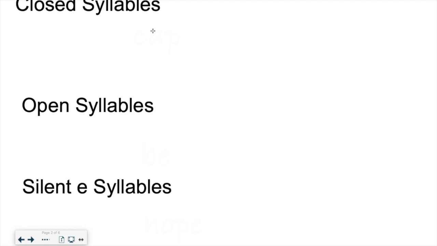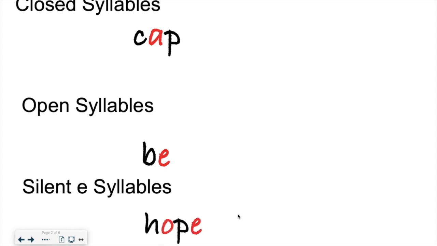We learned about closed syllables. These are the syllables that have one vowel with at least one consonant closing the vowel in at the end, and it causes the vowel to make its short sound. We learned about open syllables. These are syllables that have one vowel, no consonant closing it in on the end, and the vowel makes its long sound. And then we also learned about silent E syllables.